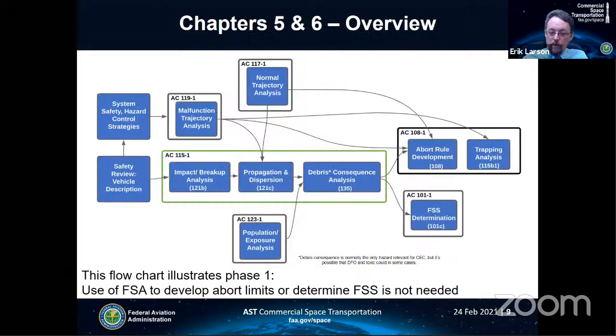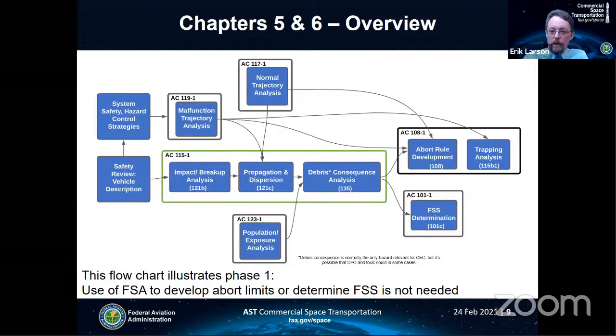Okay, so we are going to now move on to chapters 5 and 6, which provide an overview of how this advisory circular and this section of the rule fit into the larger process of flight safety analysis. I put together a flow chart here to try to explain how this all fits together, and especially how it fits together with the other advisory circulars that are being developed.